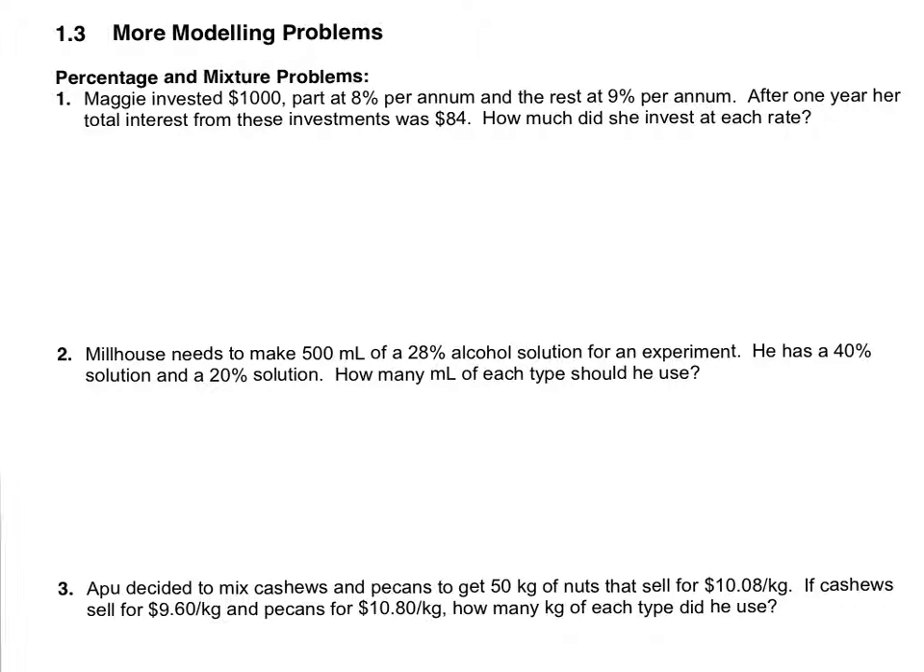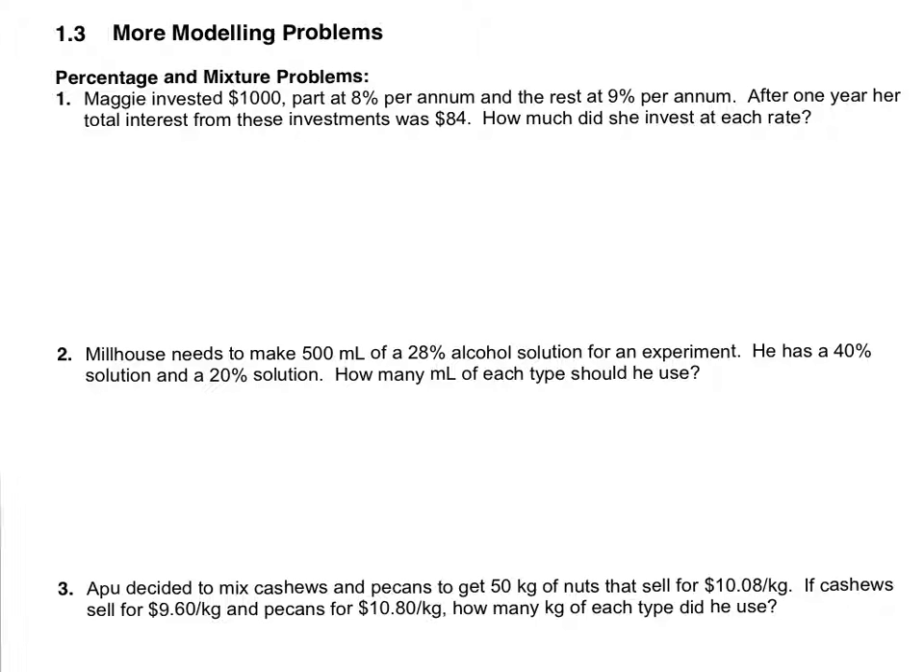Today we are continuing on modeling math problems, and we're going to look first of all at percentage and mixture problems. They work very similarly, so I've kind of lumped them together as a group. First question, Maggie invested $1,000. Part of that $1,000 was at a rate of 8% per annum. Per annum just means per year, and the rest at 9% per year.